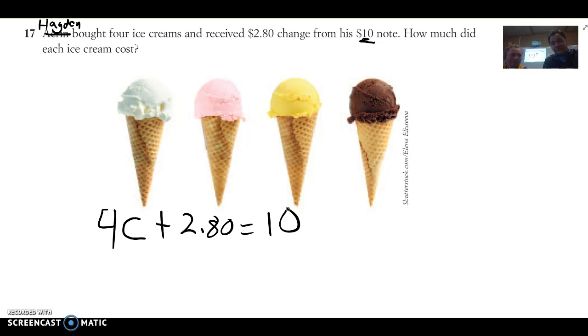Now let's go through the steps to solve it. So what's the first step in solving this equation? Minus 2.8. Why do I want a minus 2.8? Because then you get how much it costs. Well, not quite. We're on our way to getting what it costs. If I take away that 2.8 on that side, what do I have to do to the other side? What do I have left on the left? 4C. 4C equals 10 minus $2.80 would be.